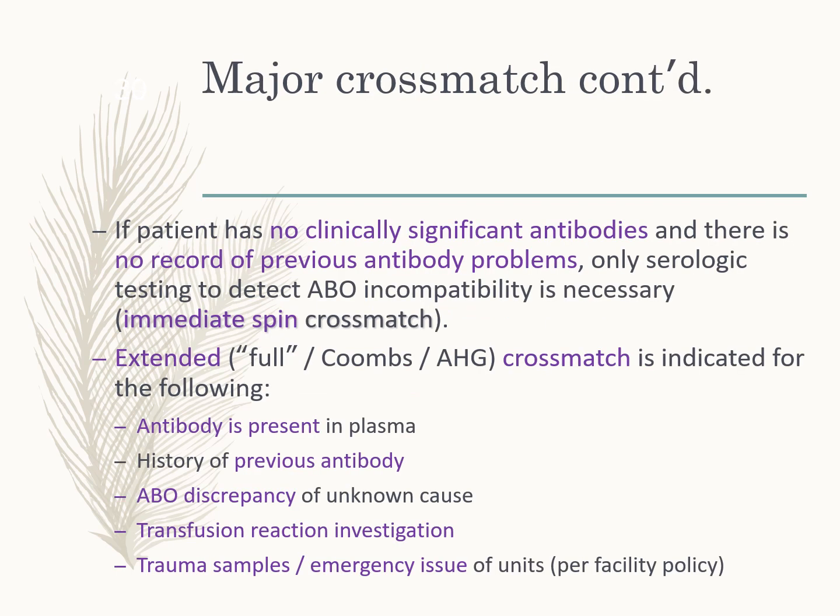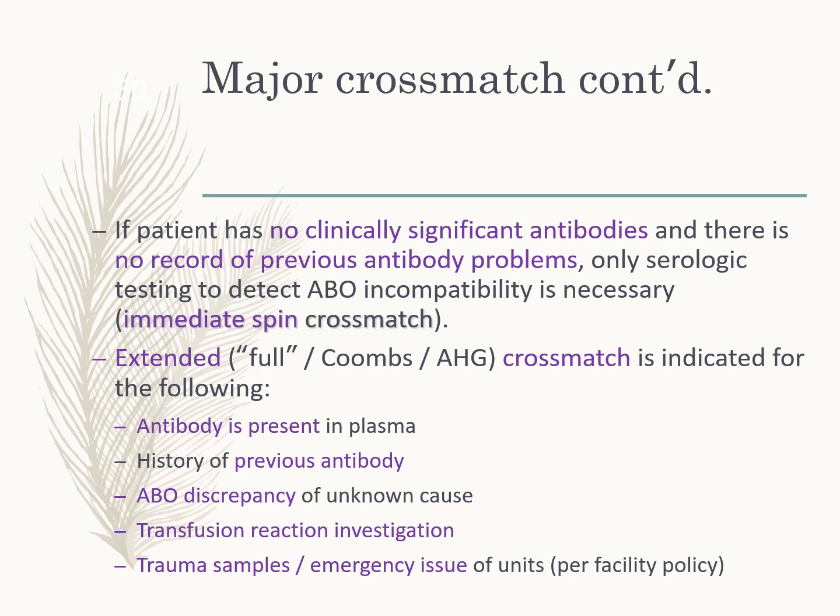If a patient has no clinically significant antibodies and there's no record of previous antibodies, you only need to do an immediate spin crossmatch. This is to detect ABO incompatibility, to make sure that you grab the right unit off the shelf. If you grabbed an incompatible ABO unit, you would see a reaction at immediate spin.